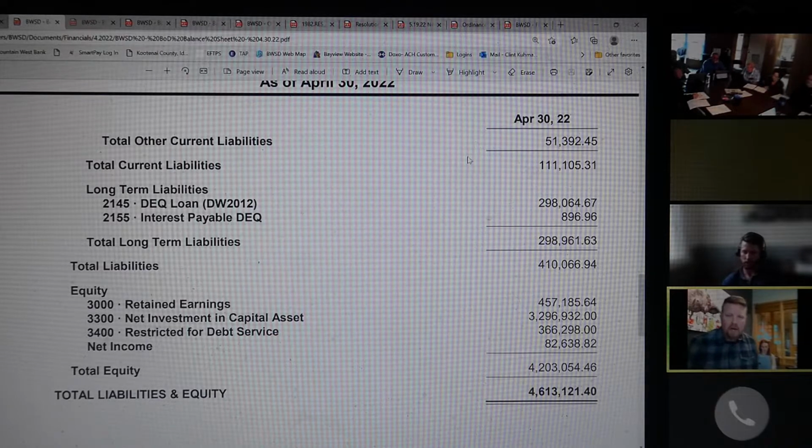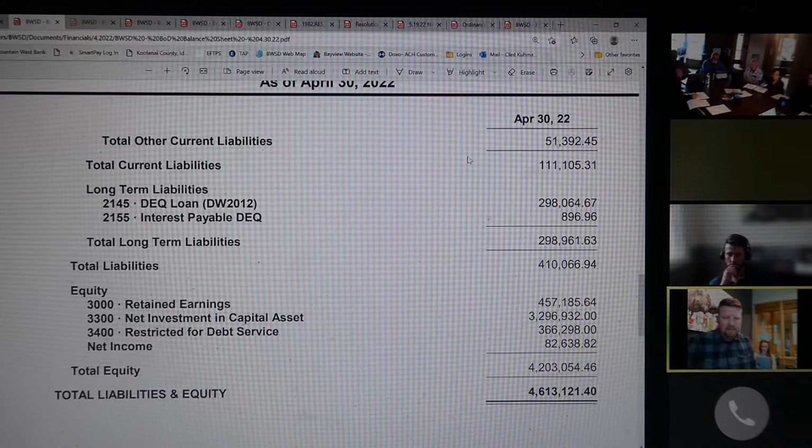So I want to point something out here. That DEQ loan amount has a connection with the construction in progress amount. The DEQ loan amount is theoretically always going to be chasing that construction in progress amount, and the reason being is as you are recording expenses to be reimbursed, that construction in progress account is going to be growing. Once you receive the reimbursement, the DEQ loan amount then grows.